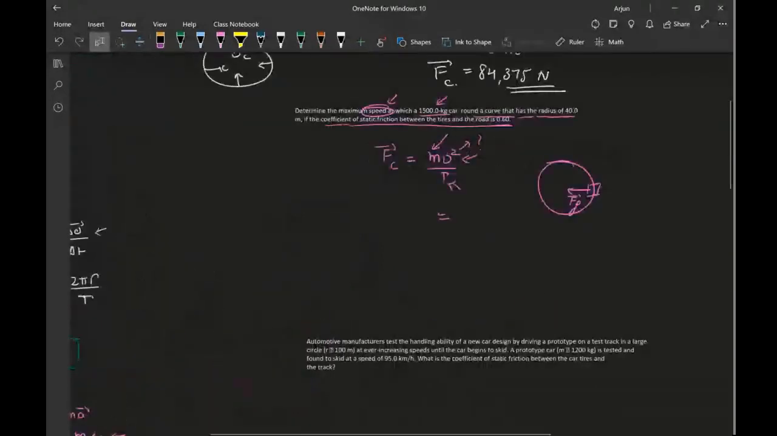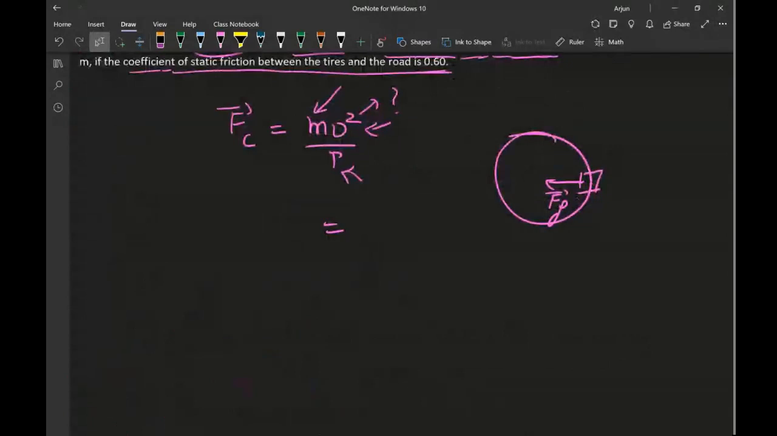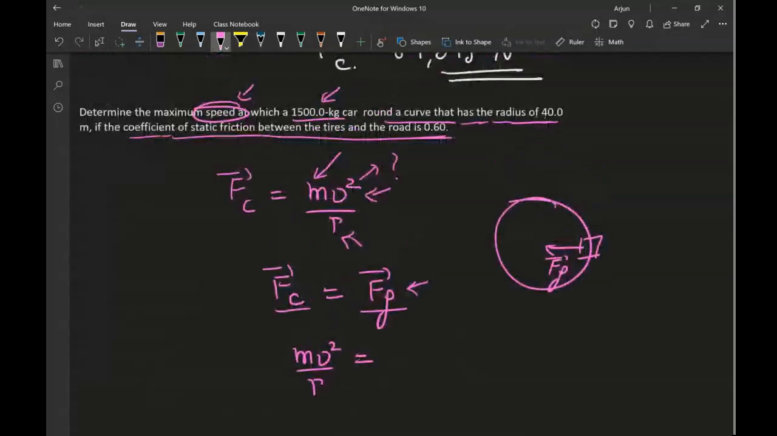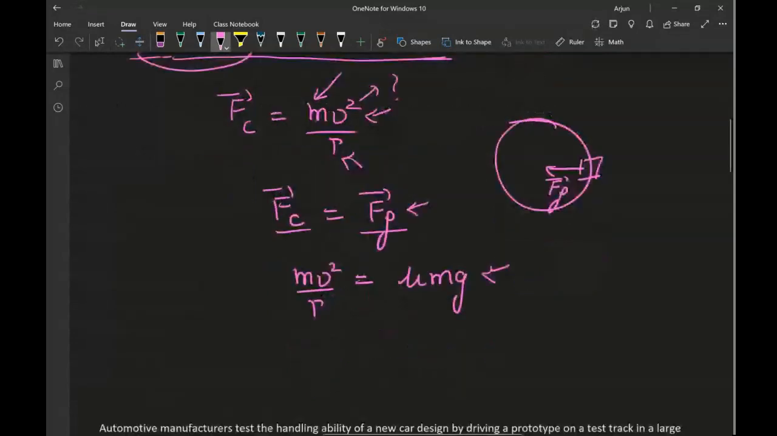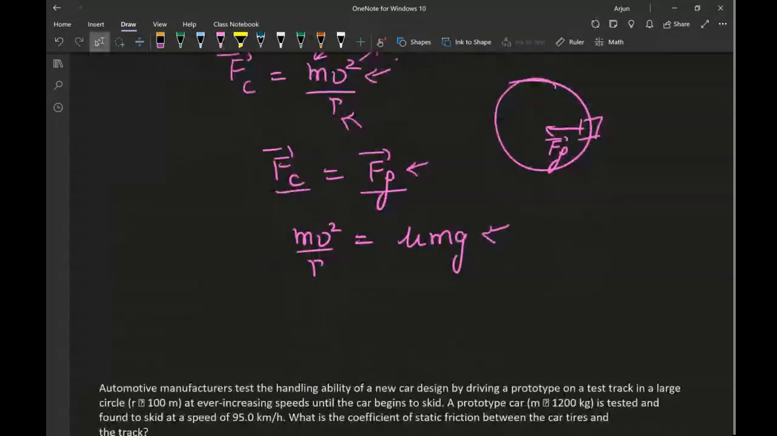So coming back to the question. Fc is equal to force due to friction. That's what we're going to write. So Fc, which is mv square upon r, is equal to force of friction. Now we are given the coefficient of static friction. So if the coefficient of static friction is given to us, we will use mu g. This is the formula we'll go down to, and then from here we can find out the final answer.